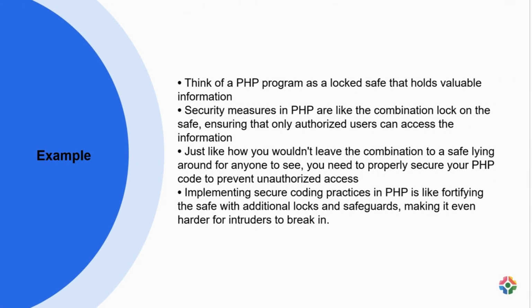Think of a PHP program as a locked safe that holds valuable information. Security measures in PHP are like the combination lock on the safe, ensuring that only authorized users can access the information. Just like how you wouldn't leave the combination to a safe lying around for anyone to see, you need to properly secure your PHP code to prevent unauthorized access. Implementing secure coding practices in PHP is like fortifying the safe with additional locks and safeguards, making it even harder for intruders to break in.